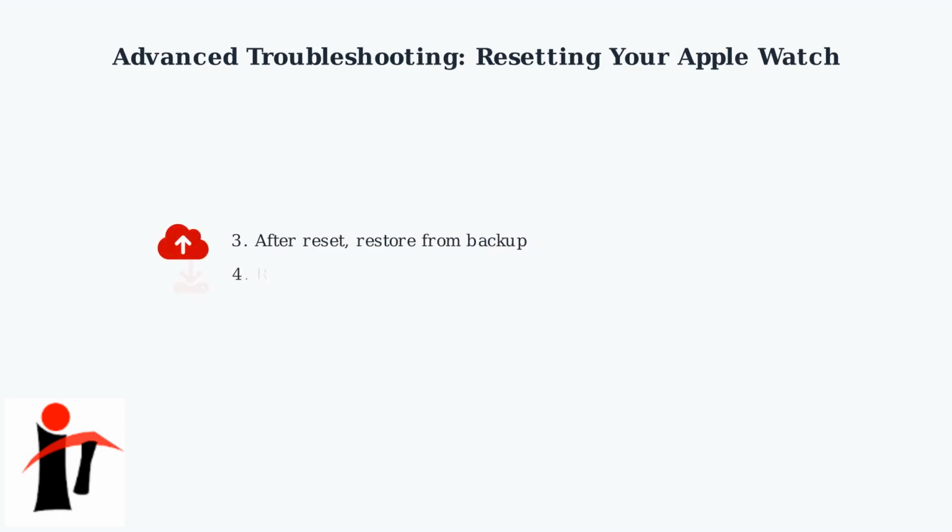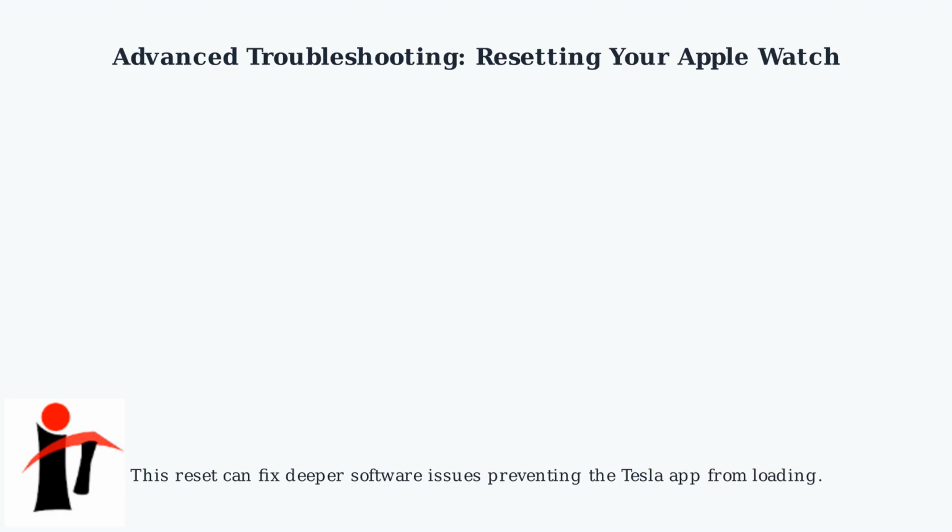After the reset completes, restore your watch from the backup you created earlier. Then, reinstall the Tesla app through the Watch app on your iPhone. This fresh installation can resolve deeper software conflicts that were preventing the app from loading properly. A full reset of your Apple Watch can often fix persistent issues with the Tesla app by clearing any corrupted data or conflicting settings that basic fixes couldn't address.